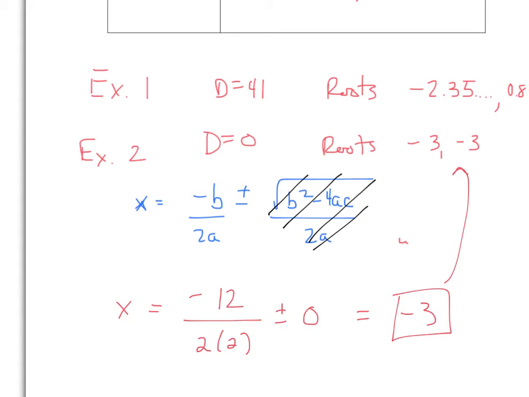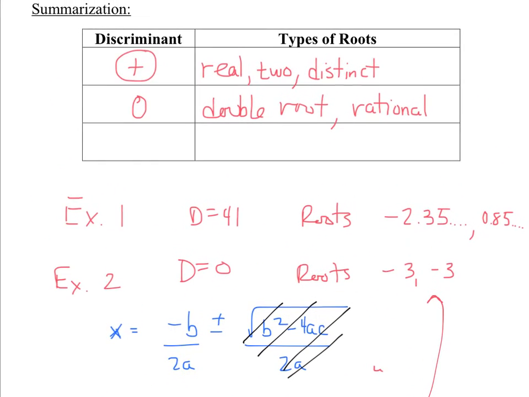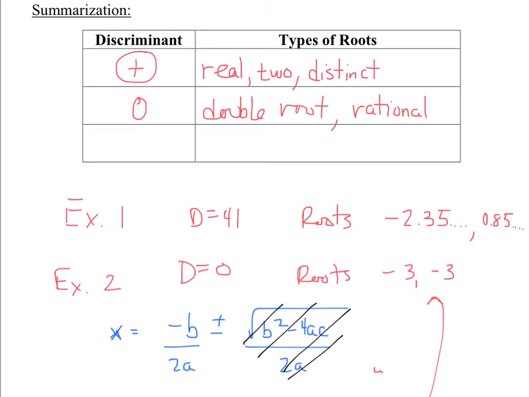Again, if a, b, and c, all those coefficients are real and they're rational, either a fraction or an integer, but not a radical of some sort, then we're always going to get a rational answer when the discriminant is 0 because this whole thing drops off. Is that clear? Now, let's go back up to example 1 before we get to example 3.